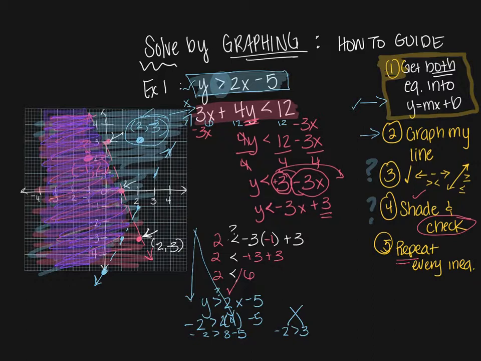Notice it's not this area and it's not this area. It's this area that's kind of bounded off here by both my pink and my blue lines. Let's find a really easy point.